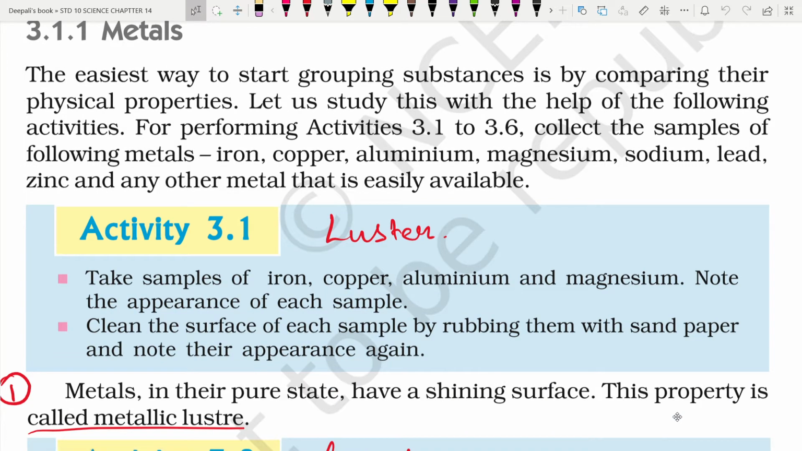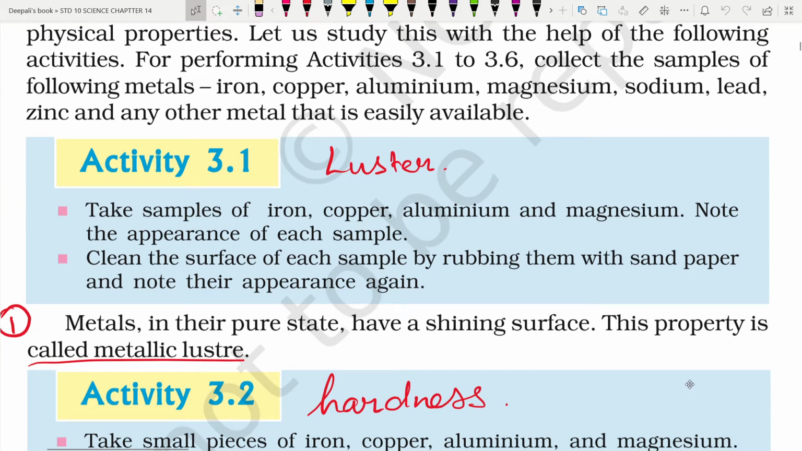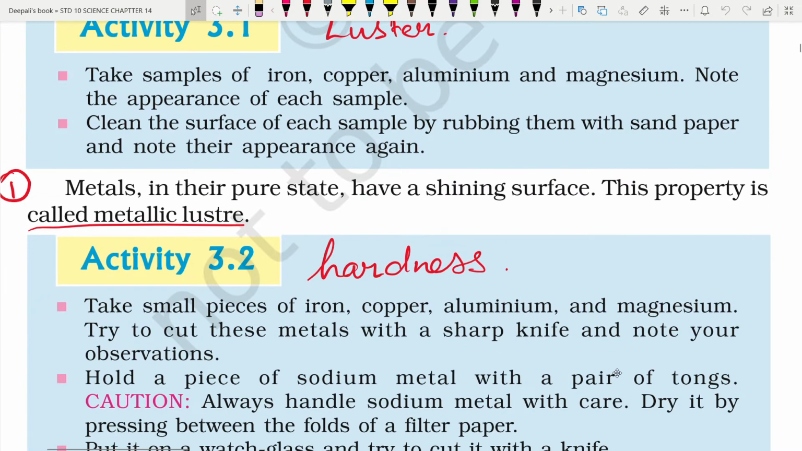Now let us see the first activity, which shows us the luster property. Take samples of iron, copper, aluminium and magnesium. Note the appearance of each sample. Clean the surface of each sample by rubbing it with sandpaper and note its appearance again. Metals in their pure state have a shining surface. This property is called metallic luster. So that is the first property.